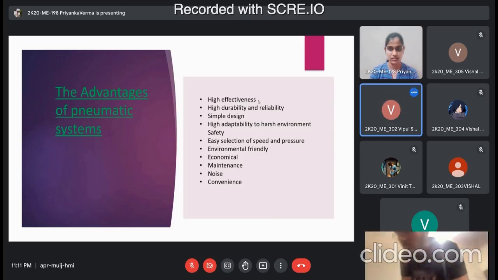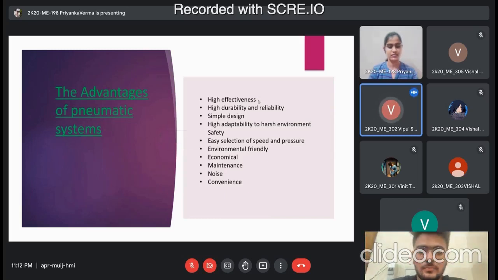Environmental friendly. The operation of pneumatic systems does not produce pollutants. The air release is also produced in special ways. Therefore, pneumatic systems can work in environments that demand a high level of cleanliness. One example is the production line of integrated circuits.